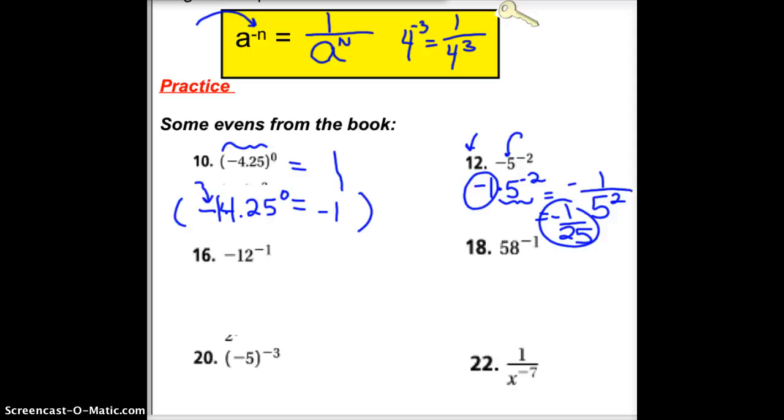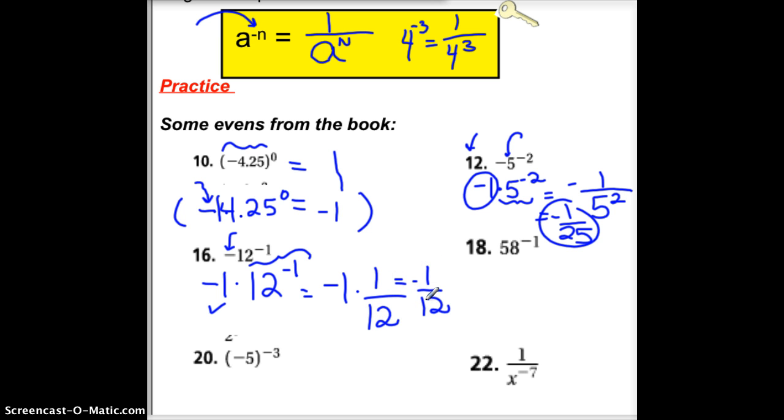So in number 16, let's take a look at this. Again, another negative that's not in the parentheses. So be careful. I'm going to rewrite that as negative 1 times 12 to the negative 1. I'm going to use my rules of order and do the exponent first. These negative exponents mean go down, divide by that. So I've got negative 1 right here times 1 over 12, which gives me negative 1/12. So we've got to be really, really careful with those.